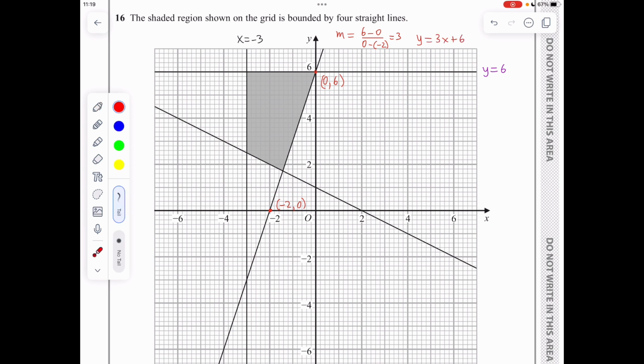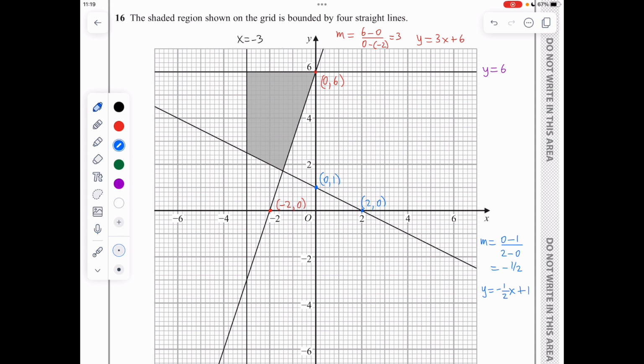And then moving on to this line here, I will again pick 2 points. So I see that I cut the y-axis at 0, 1, so the y-intercept is 1, and I cut the x-axis at 2, 0, and therefore the gradient once more would be y2 minus y1 over x2 minus x1. It's going to be 0 minus 1 over 2 minus 0, which gives an answer of minus a half. And therefore the line has equation y is minus a half x plus 1.